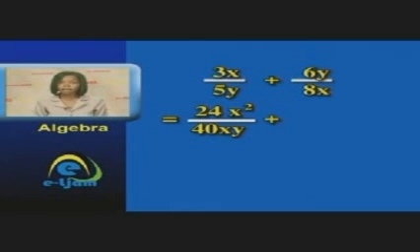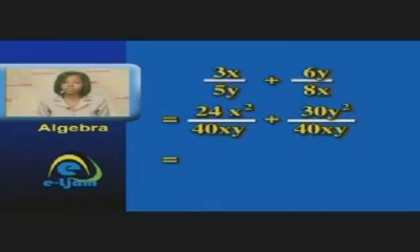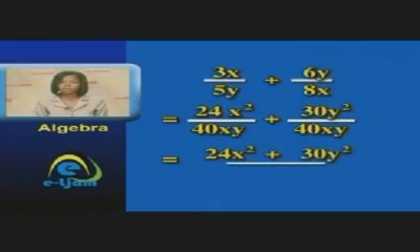Let's simplify another expression. 3x over 5y plus 6y over 8x. The LCM of 5y and 8x is 40xy. Applying the same principle, it would simplify to 24x squared plus 30y squared over 40xy.